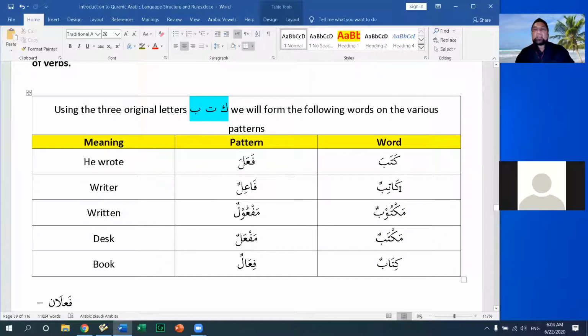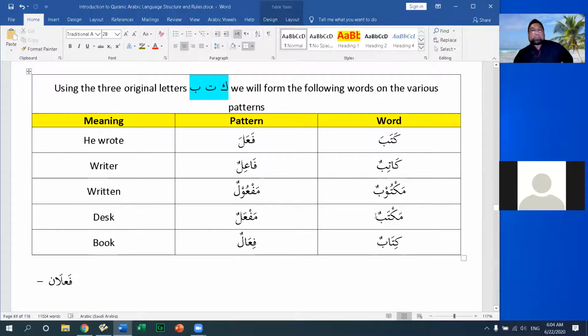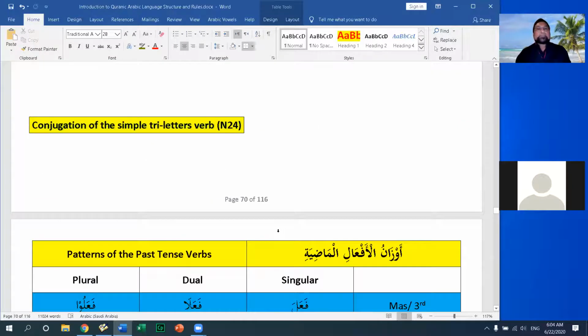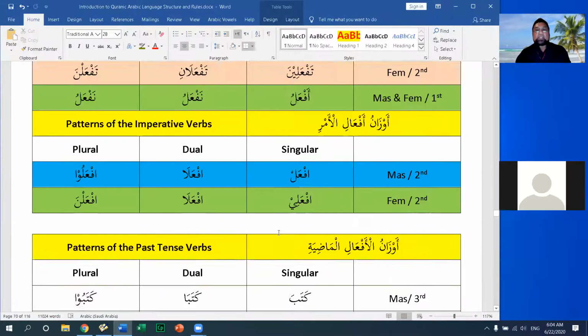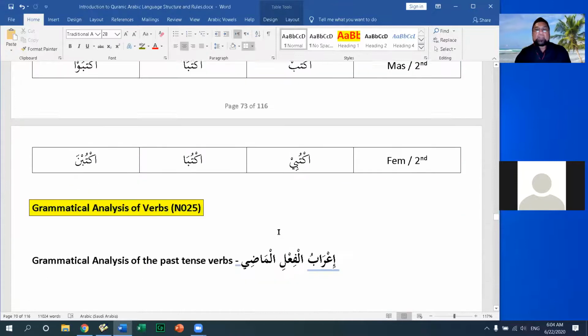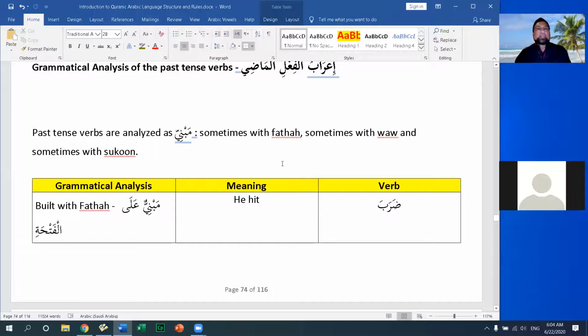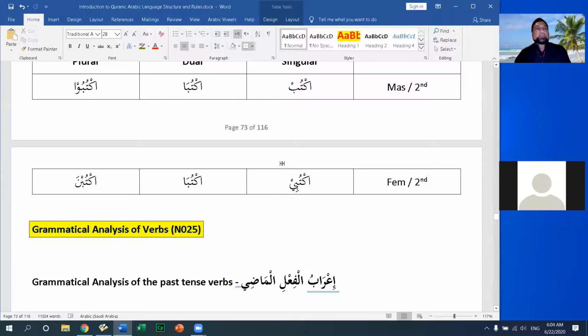We did فاعل, like كاتب, using كتب as an example. We did مفعول, and we did the مصدر. I did not do اسم المكان, and this is the مصدر for this verb. Then we conjugated the trilateral verb, and we did the 10 patterns also. We conjugated the present tense verb.